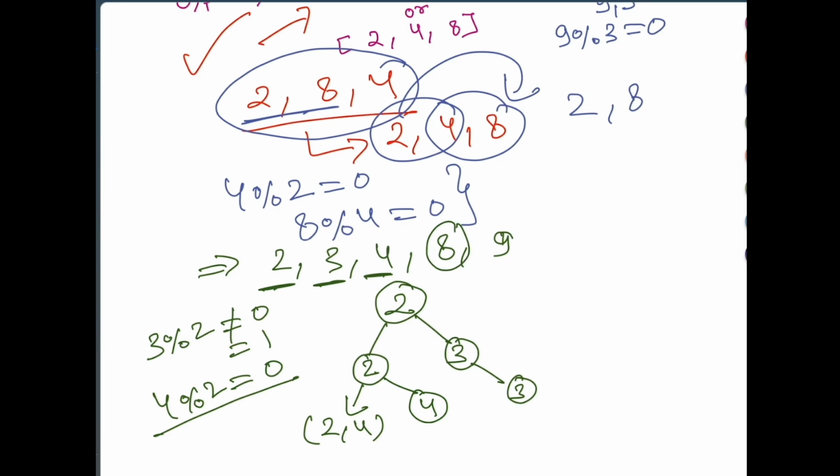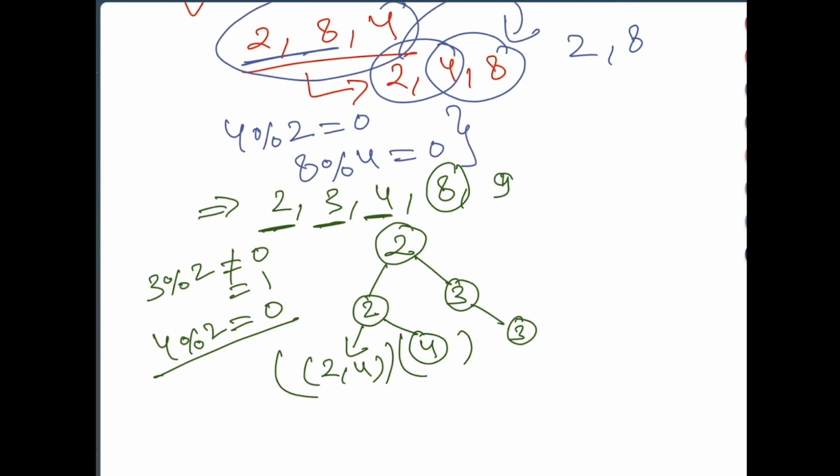You will have to check for 8. Can 8 bond with 2 and 4, and 3? It can bond with 2, it can bond with 4 as well, but it cannot bond with 3. So the next sets are going to be 2 comma 4 comma 8, 4 comma 8, 8 alone and 3 alone.